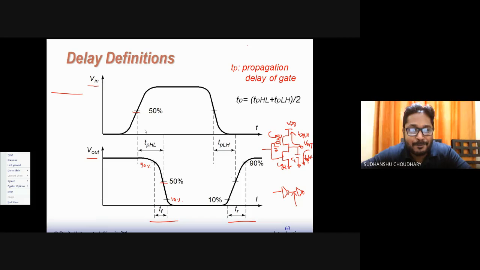Similarly, why do we select the 50% time? This is just a model, and it has been very accurate. In fact, it has been seen that selecting this 50% is good enough to find out this tPHL and tPLH. So 10% to 90% here, and 50% for tPHL and tPLH calculations.